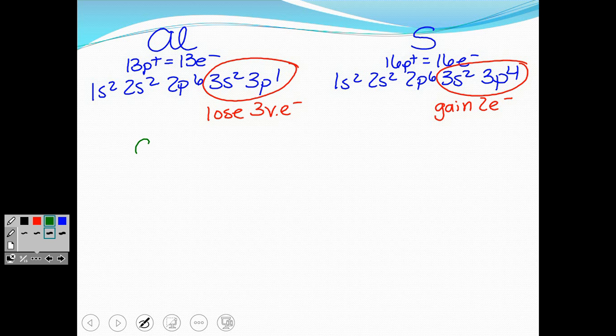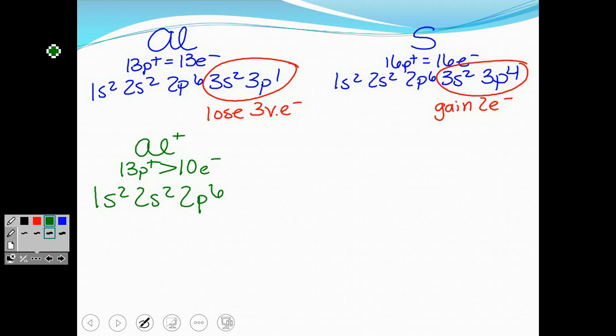Let's go to aluminum. And when I write its electron configuration, where am I going to stop? 2p6. So I need to lose all of that I've circled in red. So we have still 13 protons, but what do we do to electrons now? There are 10. Greater than, less than, or equal to? Greater than. Charge? Positive what? 3. Positive because there's more protons, 3 because there's 3 more protons than there are electrons.